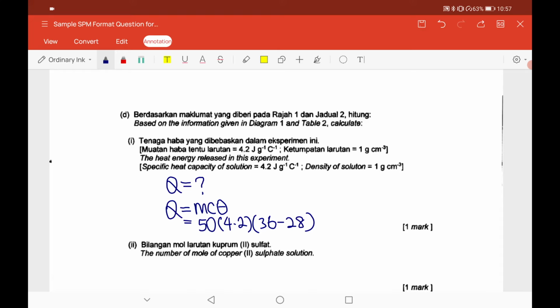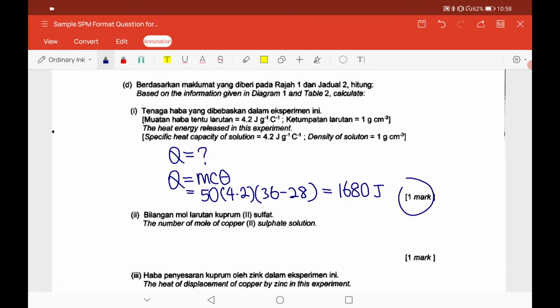Then only we key in the whole thing into your calculator, yeah? You will get the final answer to be 1,680, yeah? That is the value. And do not forget to put a proper unit. You must always put a proper unit. So what is the unit? We are looking for Q. Q is heat energy, the unit is joule. Yeah? That's it. If you can do this calculation, you will get 1 mark.